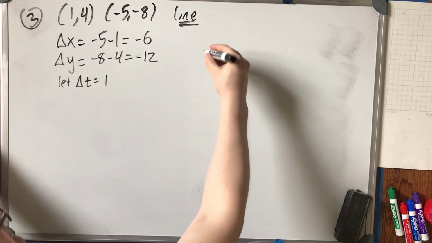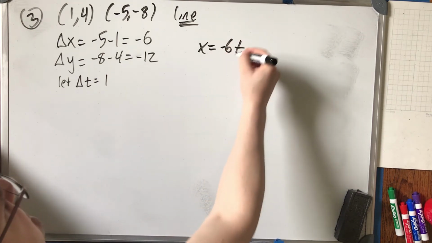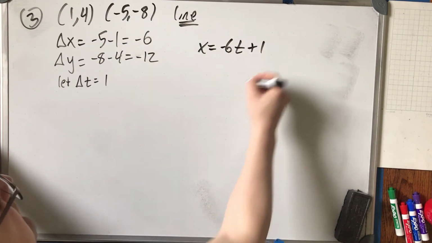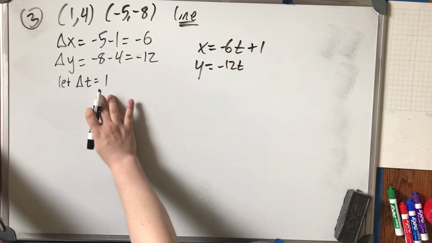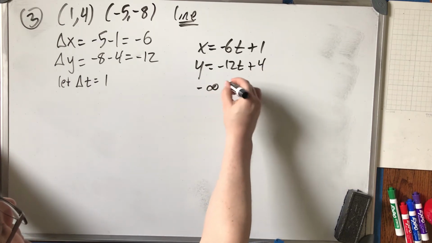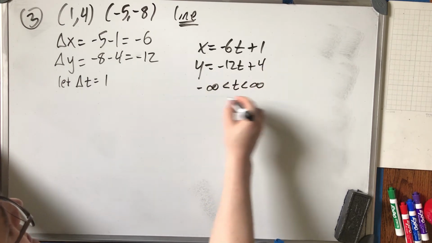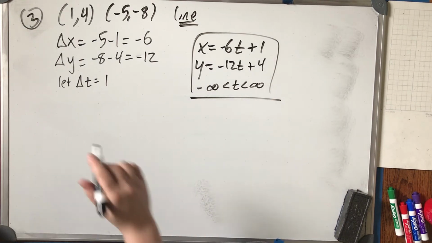Now I just use those equations that we learned. Delta x over delta t, so negative 6t plus the starting point, plus 1. Y is going to be negative 12t over 1 plus 4. And then it's a line, so it goes on forever. And there we go.